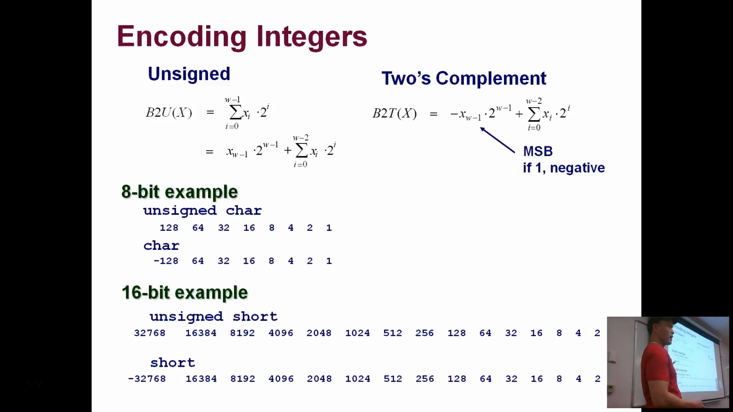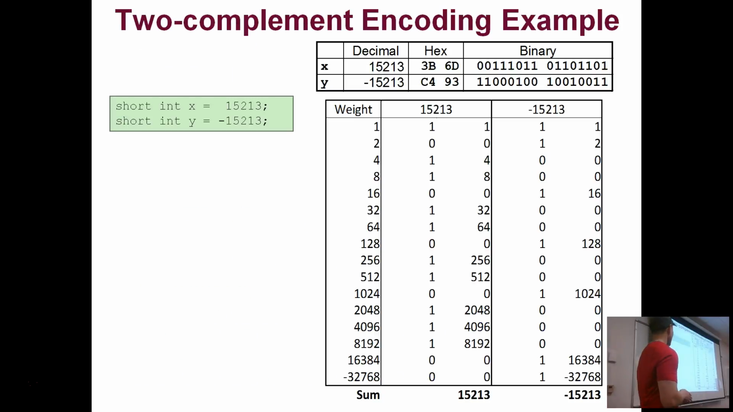This is where not having solid data types really messes up the programming language, which is too bad because C is everywhere. So here is an example. I have two short ints, so these are signed data types. As before, these are the bit values, all the way to negative 32,768. Here is positive 15,213, and here is negative 15,213.